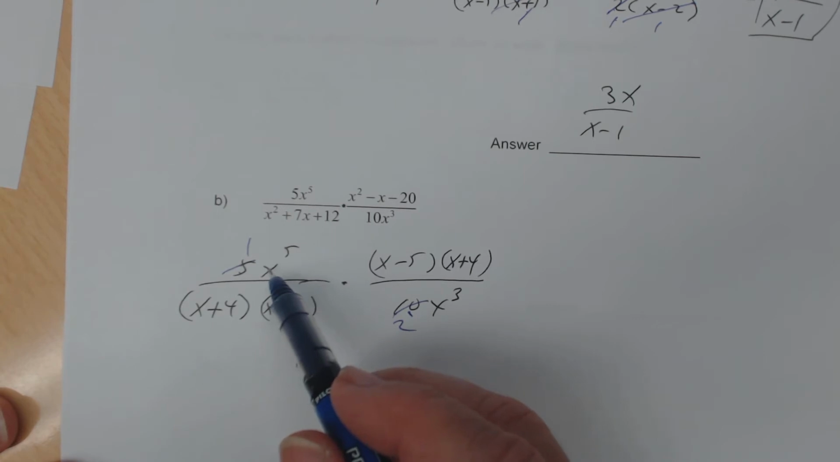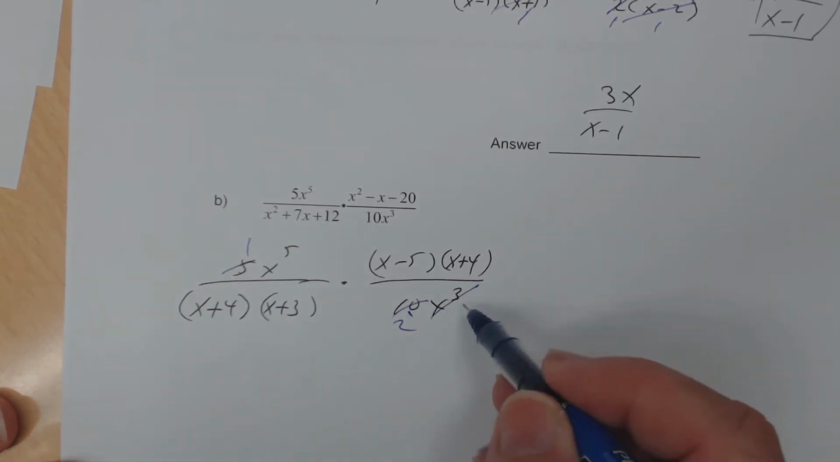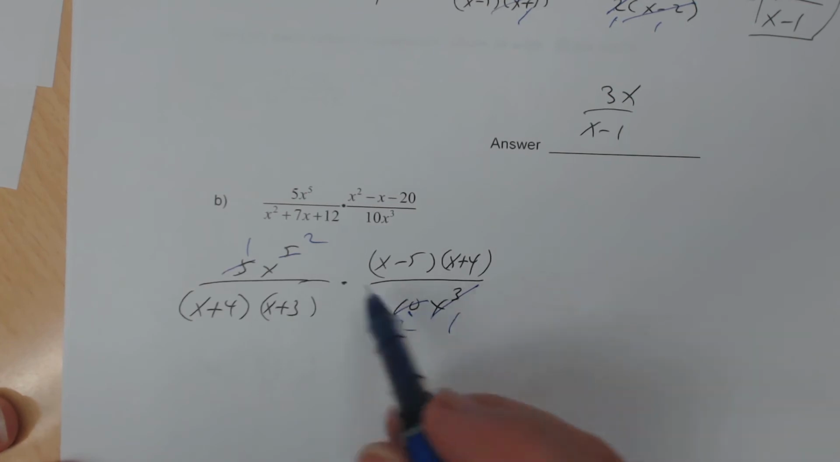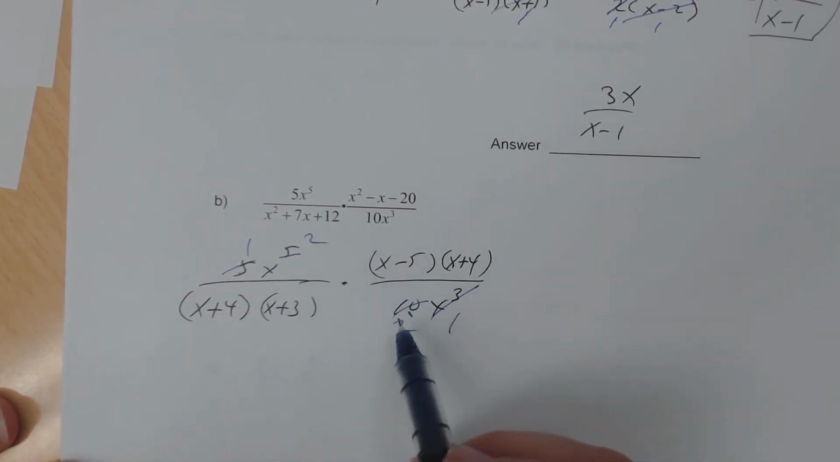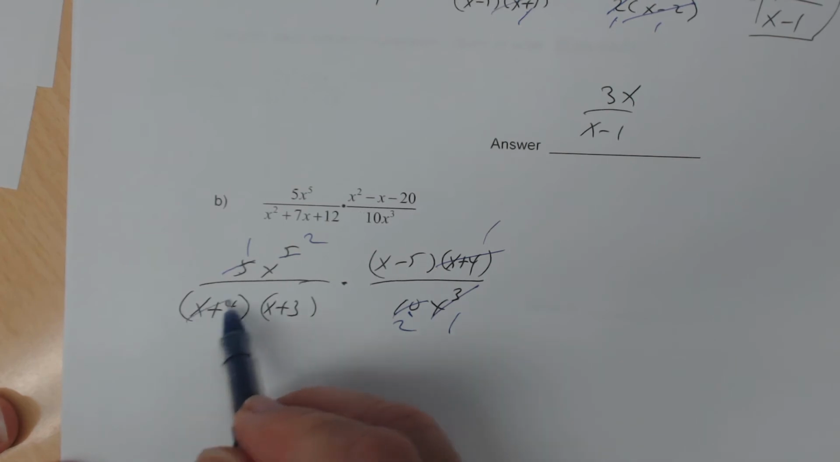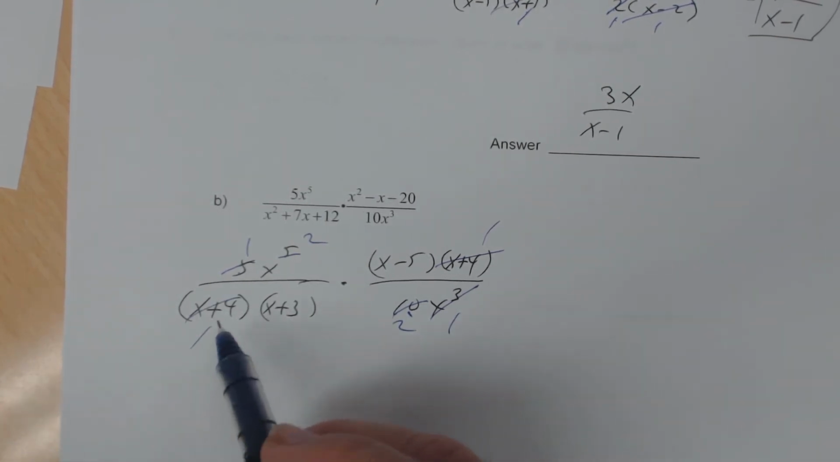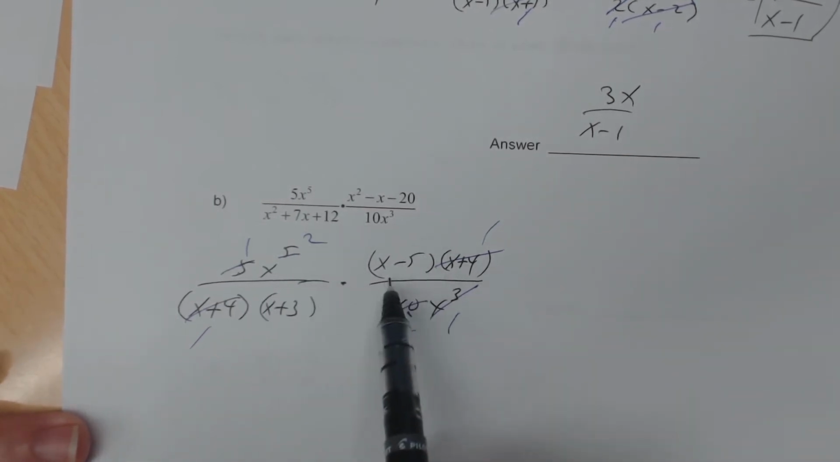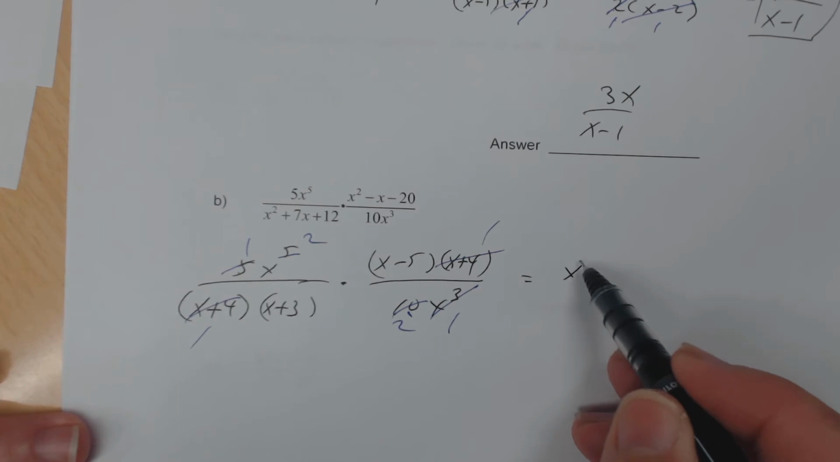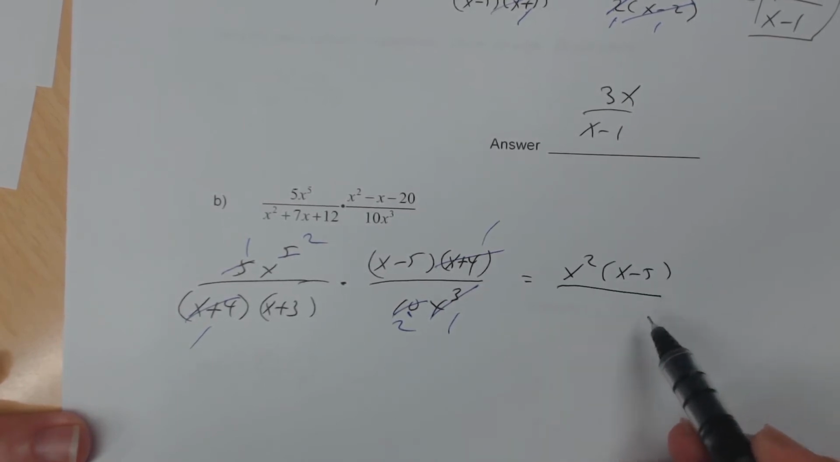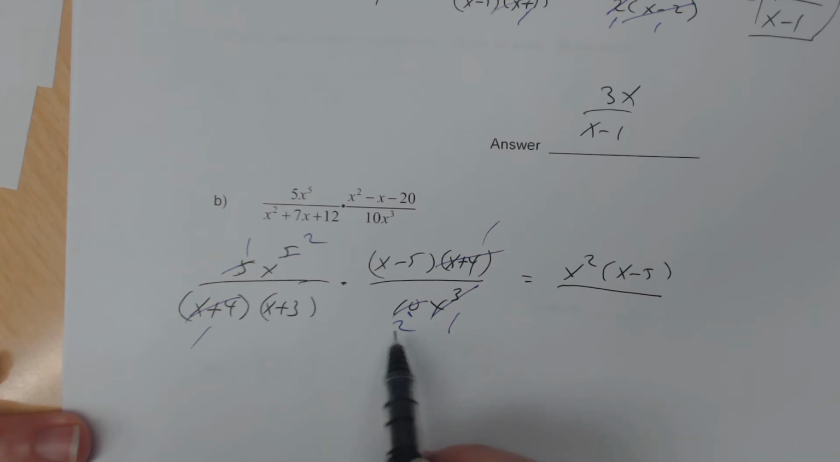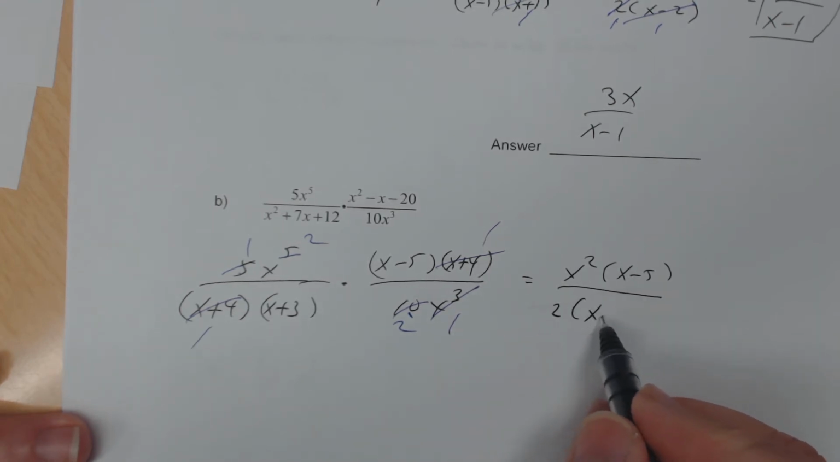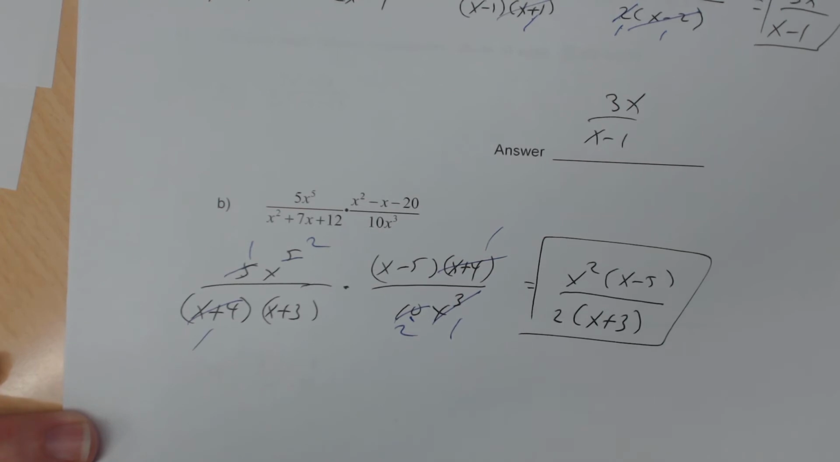There are 5 factors of x up here, 3 down here. So I can divide all of these with 3 of these, and you're left with 2. The x minus 5, I don't see any down here. The x plus 4, I can reduce with that one. And so you're going to get 1 times x squared times x minus 5 times 1, which is just x squared times x minus 5, divided by 1 times x plus 3 times 2 times 1, so that's 2 times x plus 3. That's the answer there. So x squared times x minus 5 divided by 2 times x plus 3.